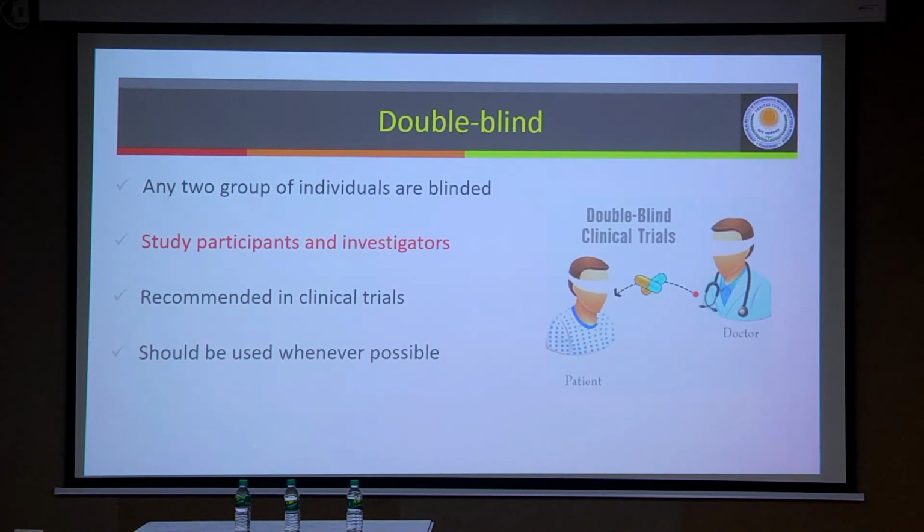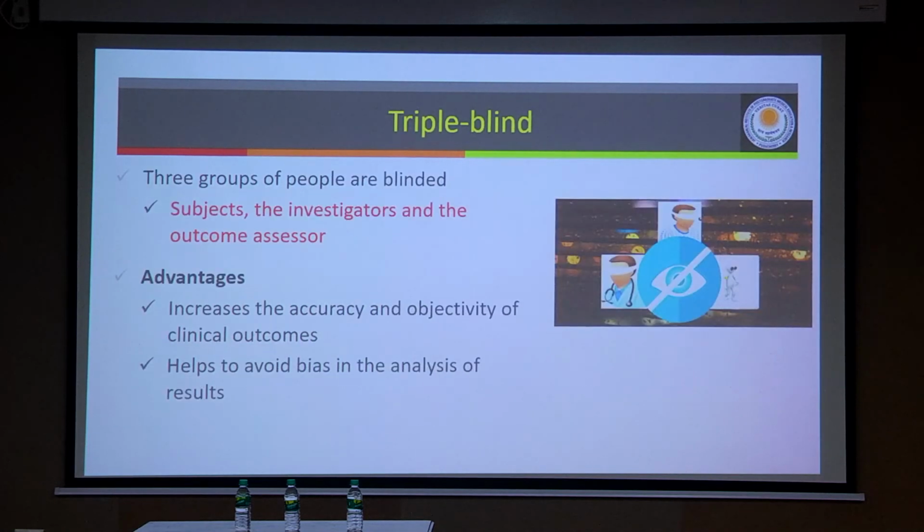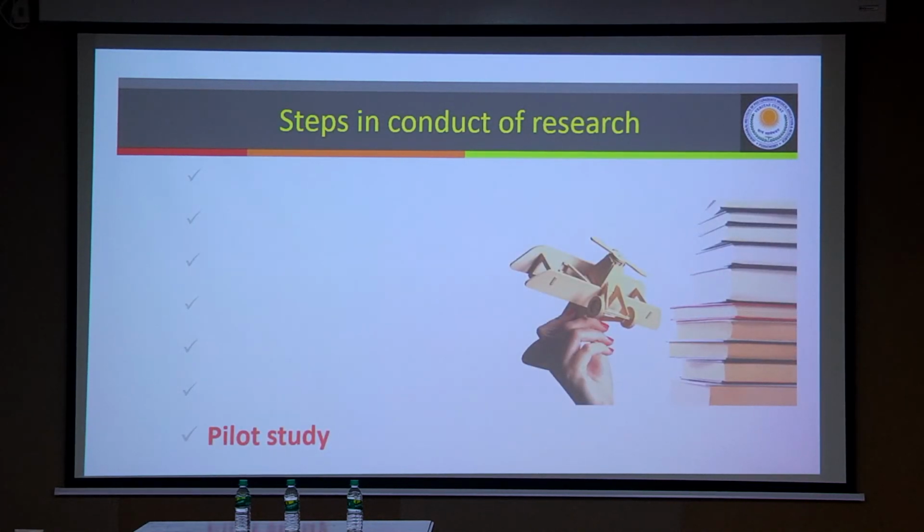They don't know which group the patient falls into. This is the most commonly used and most recommended for the majority of our clinical trials. Triple blind is all three of them: patients, investigators as well as the assessors. All three of them will not know which group the patient goes into, or what type of intervention they are getting. So the last step which I said is optional need not be done in all research.